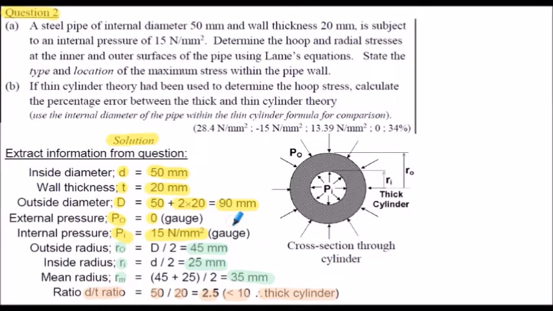Knowing those two boundary conditions, we can now solve for constants A and B, and we can generate our radial and our hoop stress equations. From there we can find the stress at any location through the vessel wall. I'd encourage you to stop the presentation and solve this problem, but the full worked solution is shown on the following slides.